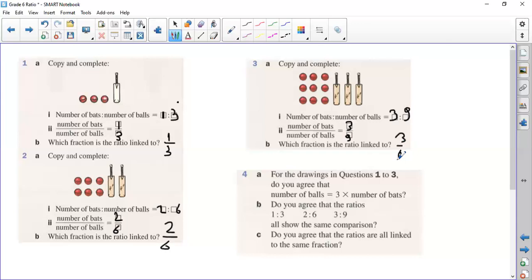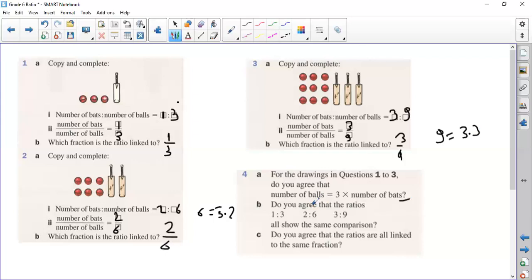Now, if we compare the questions 1, 2, and 3, the exercises, do we agree that the number of balls is 3 times the number of beds? Let's check it. The number of beds is 1. The number of balls is 3. So the number of balls is 3 times 1. At the second one, the number of beds is 2. The number of balls is 6. So 6 is equal to 3 times 2. Okay, so it is a multiple of. So this relation is right. At the last one, 9 is equal to 3 times 3. So we agree that this one is right.